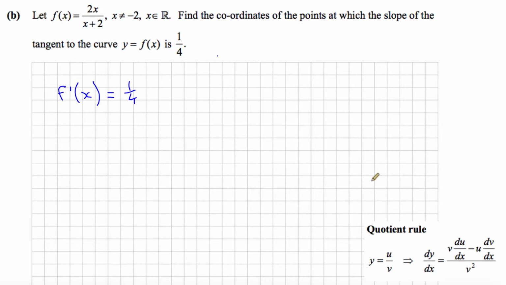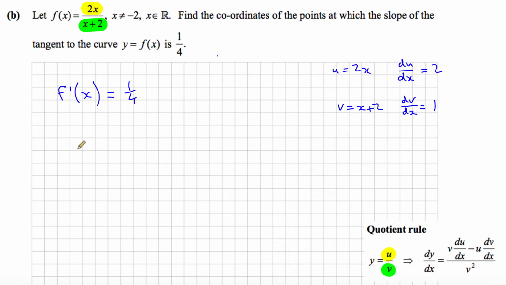So I've taken the quotient rule from the tables book. It's down here. So we're just going to match 2x is our u, and x plus 2 is our v. So the quotient rule says that u is the 2x, so du dx is the derivative of this, which is 2. And I let v be x plus 2, so dv dx is just the derivative of this, which is 1. So now I'm going to sub these things into my formula for f dash x, or dy dx.